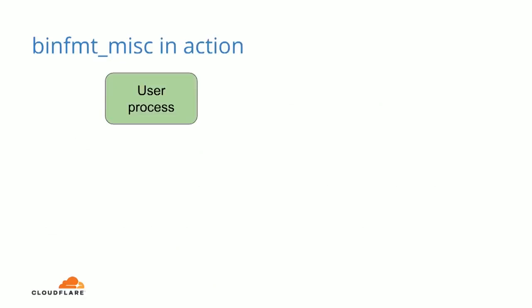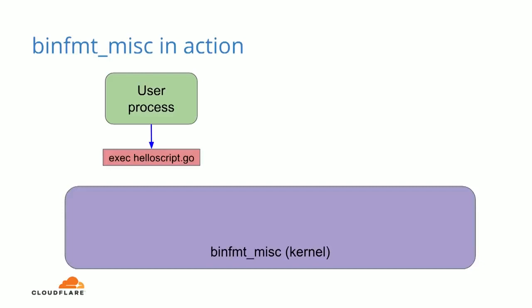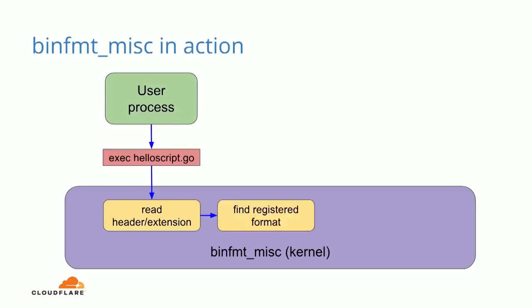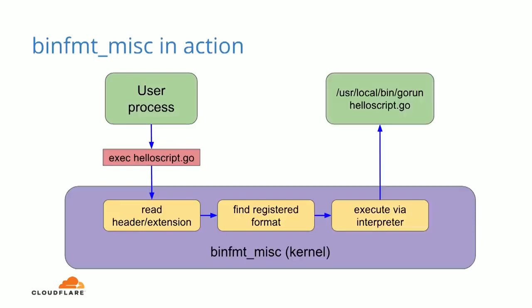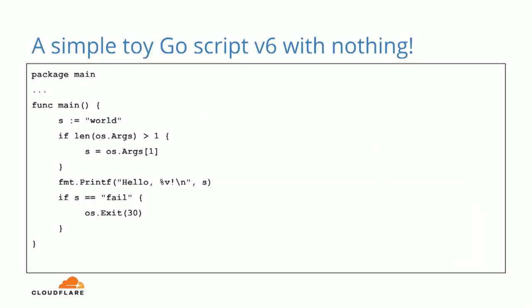And the way it works in action: if a user process tries to execute a Go file, this exec call will be forwarded to the binfmt kernel module. That kernel module will see that it has a line registered for that specific format, and it executes it via your nominated interpreter. So the real user process would look like that. OK, so let's try it.